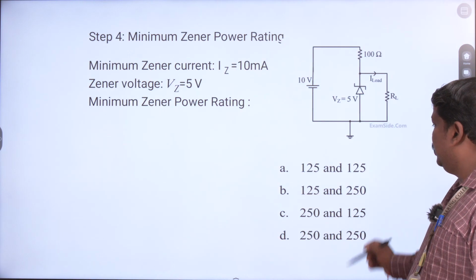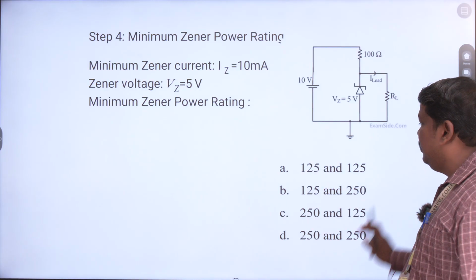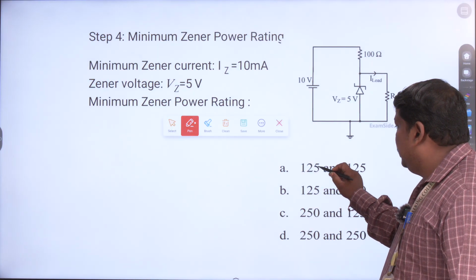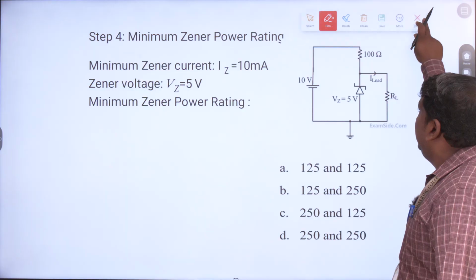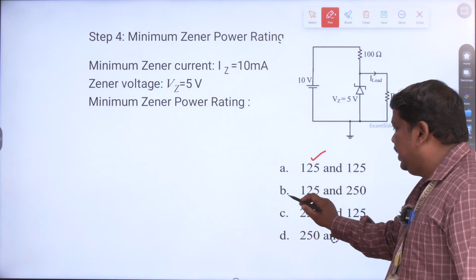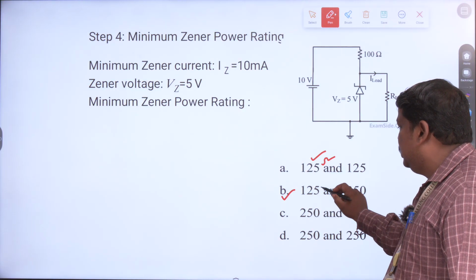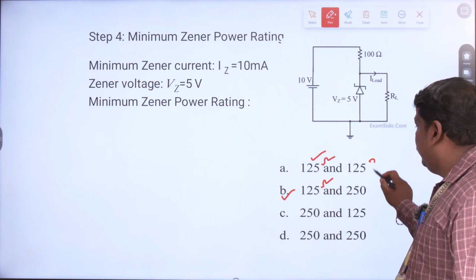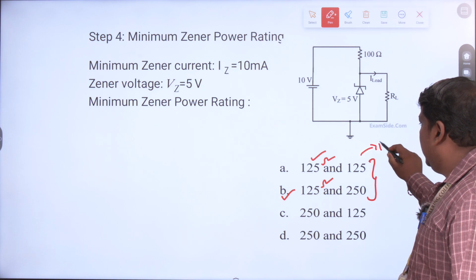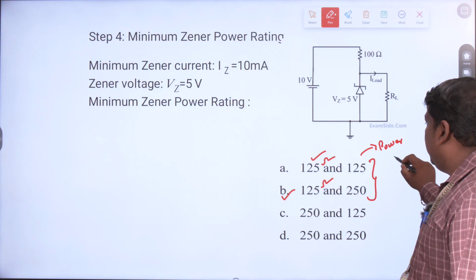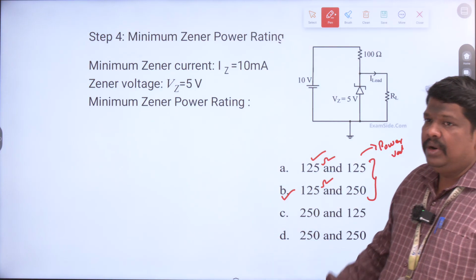Yes, the load resistance value is 1.5 we have calculated. So maybe there will be two options, option A and option B. This is 125. Next we have to calculate the power values. How can we calculate the power?